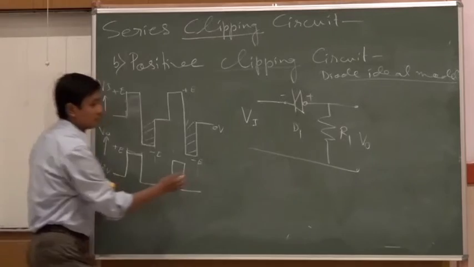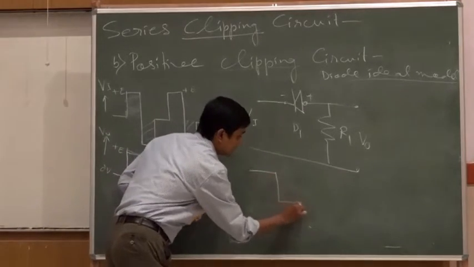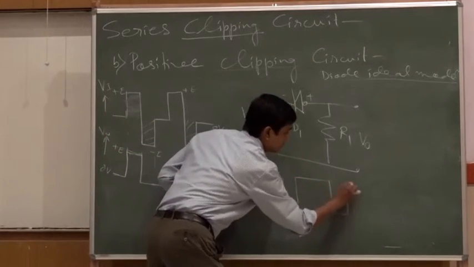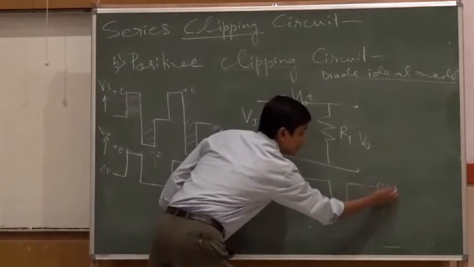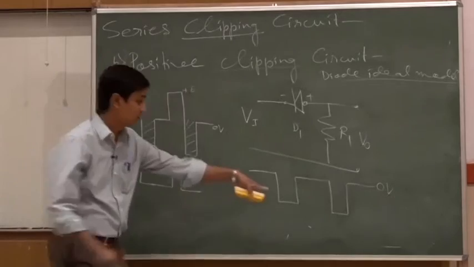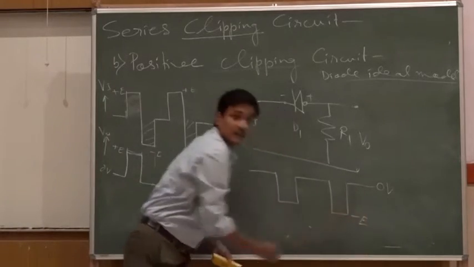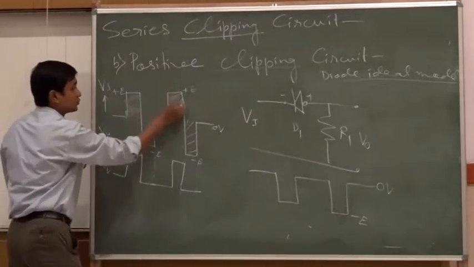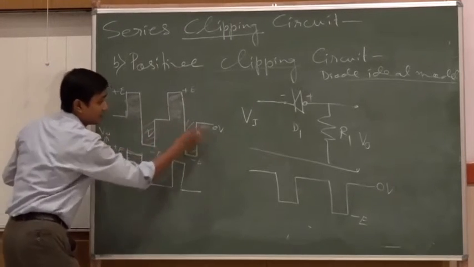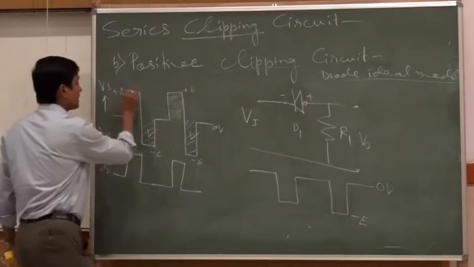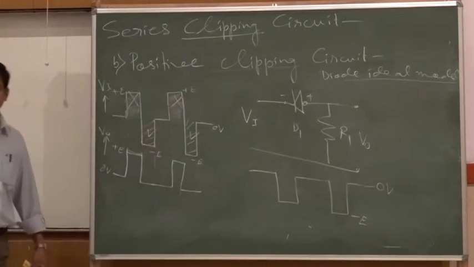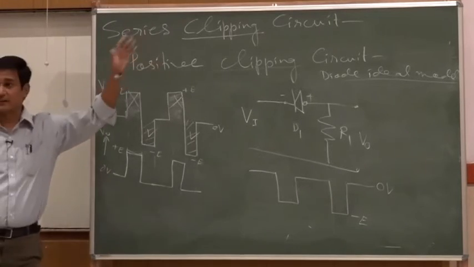So, in that case, the voltage I will get there looks like this, where what is the 0? 0 volt here as reference, and what is the voltage at the peak? Minus E. That means these two parts are gone and they are existing. Now, since here the positive part is clipped off, I will say positive clipping circuit.